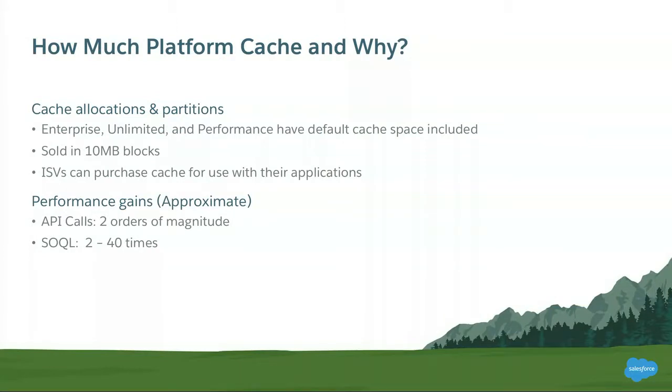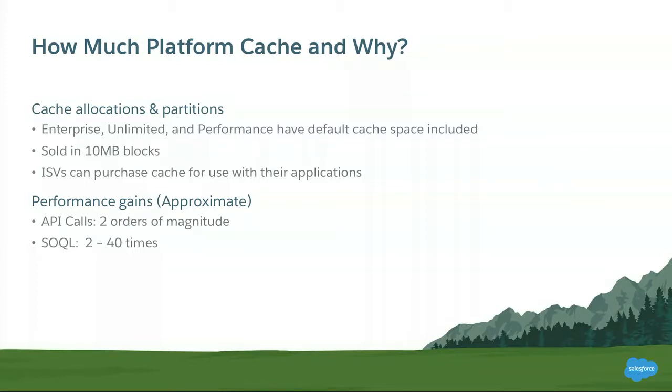How much platform cache do you need, and why do you need platform cache? We'll address the first question first. The good news is that if you're an Enterprise, Performance, or Unlimited edition user, you already have some default space allocated to your org. That's 10 megabytes for Enterprise and 30 megabytes for Unlimited and Performance. So try using it if you have those orgs and did not realize it. Cache is also sold in 10 megabyte chunks if you need more.